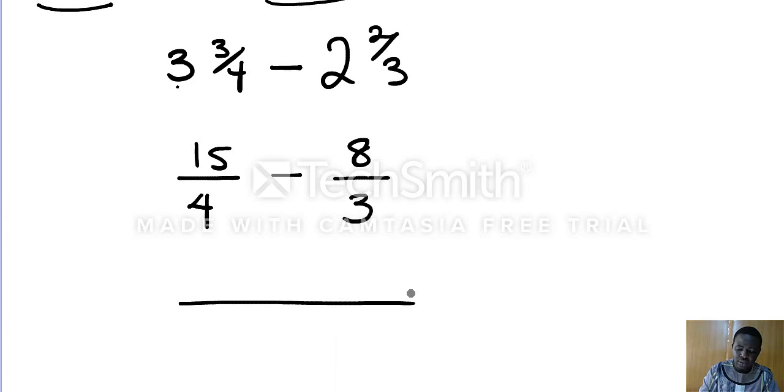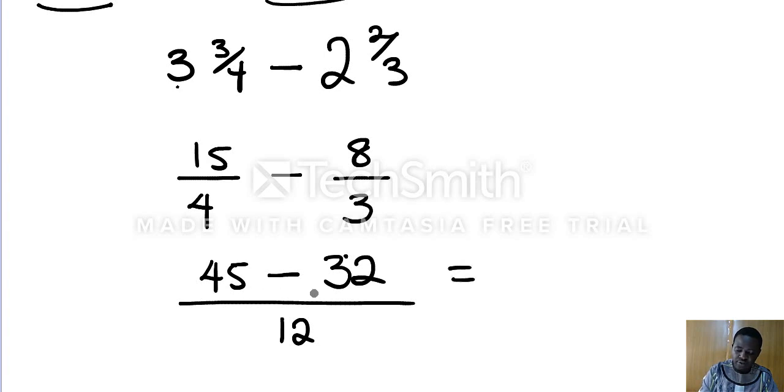And being that their denominators are not the same, we are going to find their LCM to find the new denominators as well as the equivalent numerators. So what's the LCM of 4 and 3? That is 12. 12 divided by 4 is 3. 3 times 15 is 45, minus 12 divided by 3 is 4. 4 times 8 is 32.